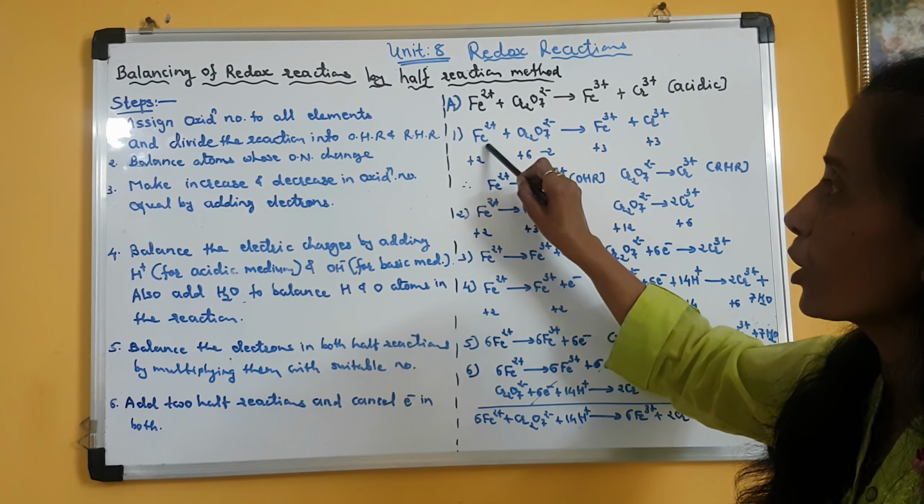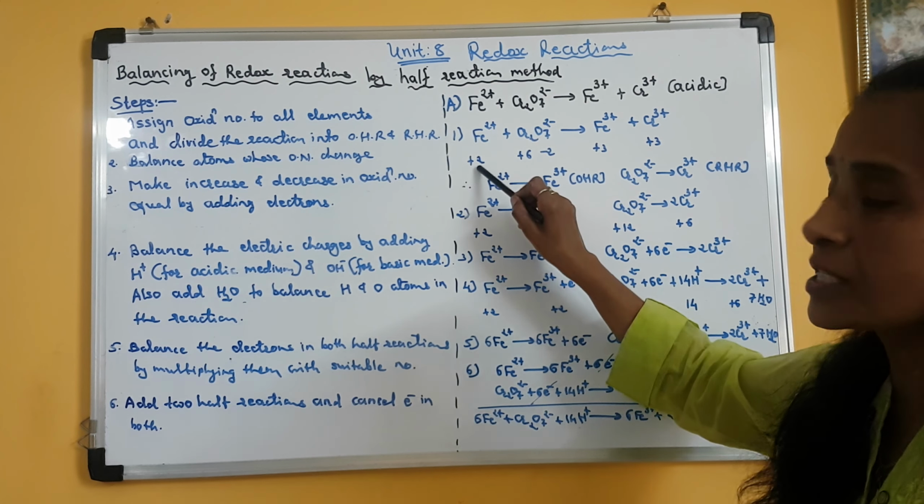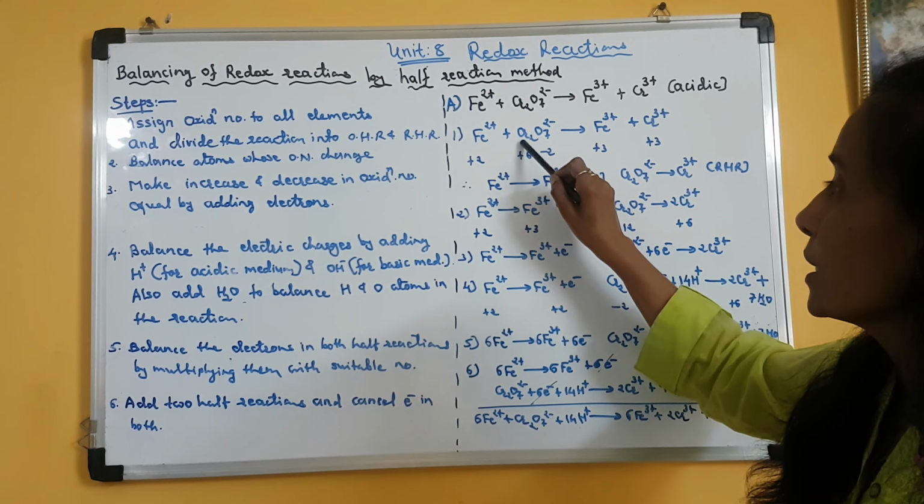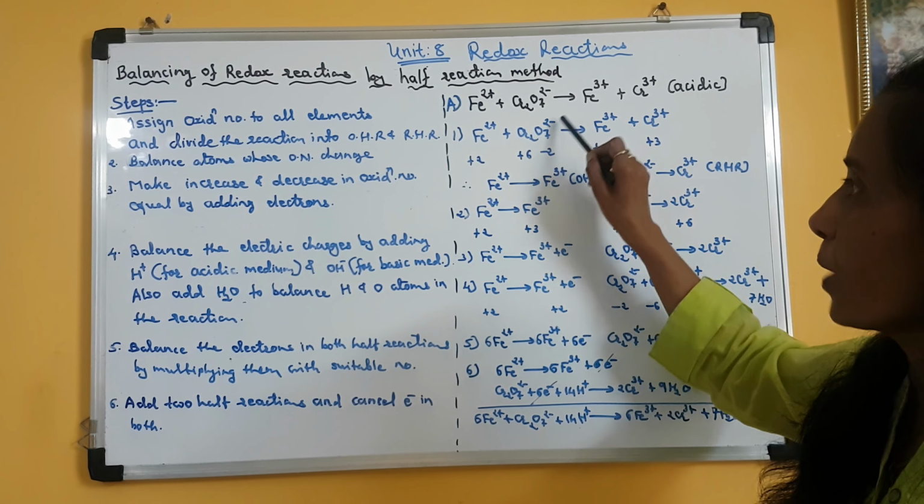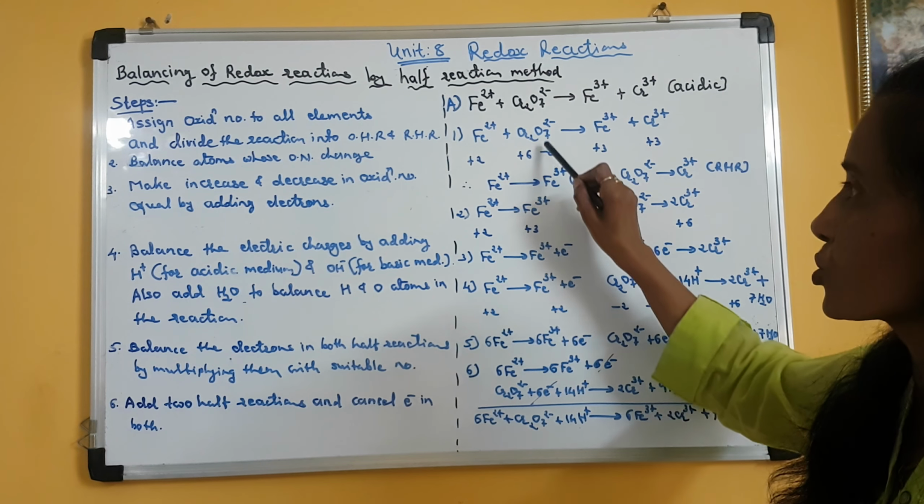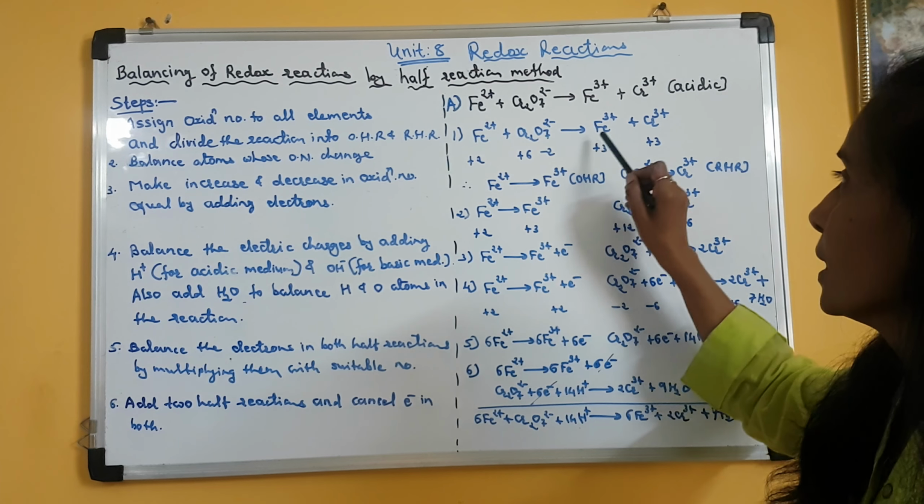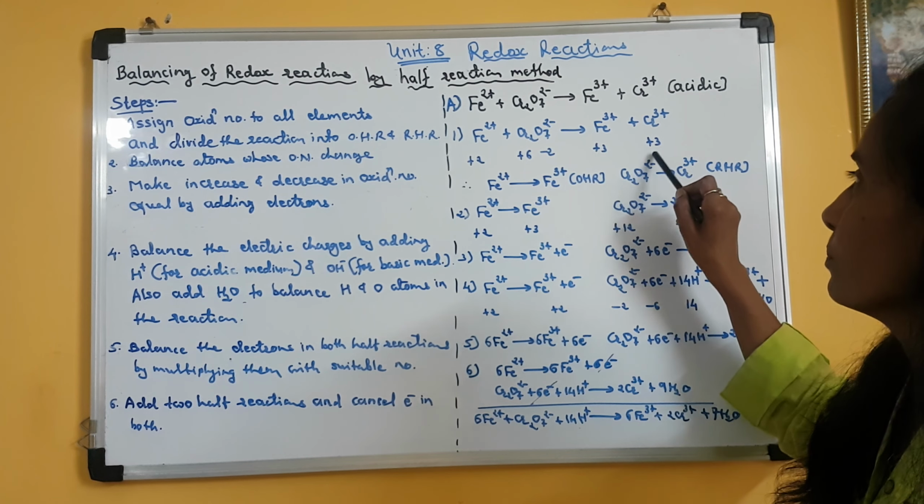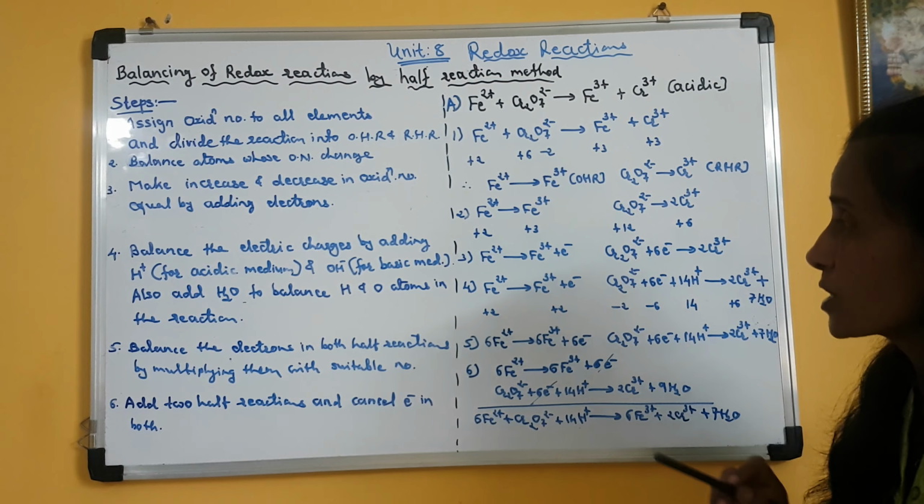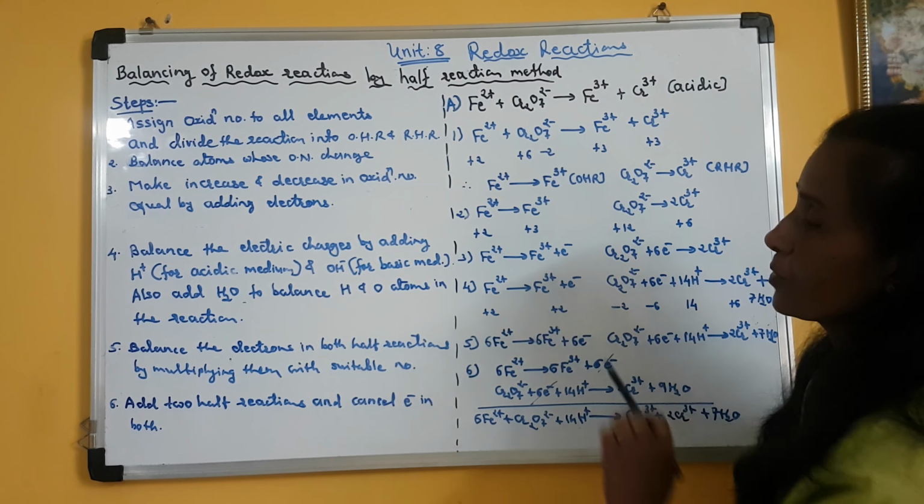Fe, it is a monoatomic ion, so whatever is the charge is the oxidation number. In Cr2O7 2-, chromium is +6, oxygen is -2. Clear? Fe is +3, chromium is +3. Clear? So the first half of the first step is over.